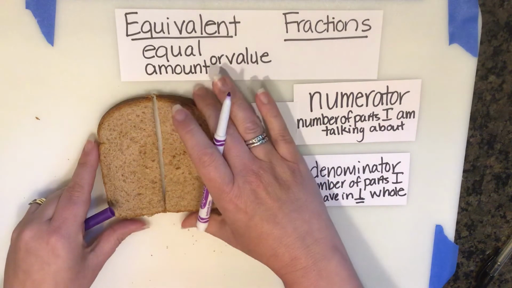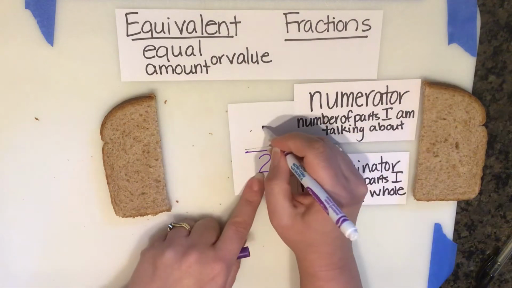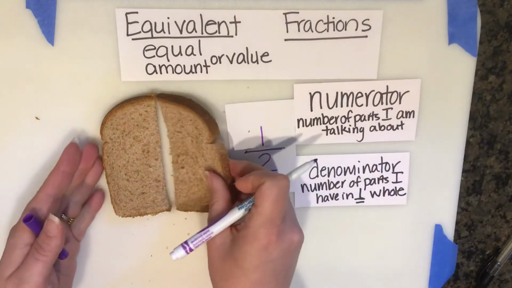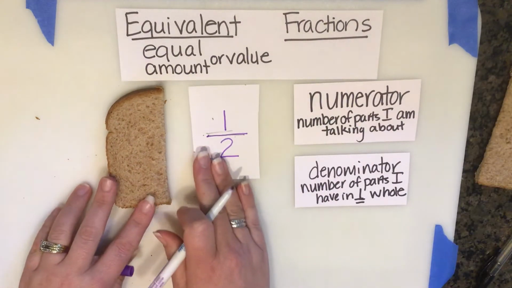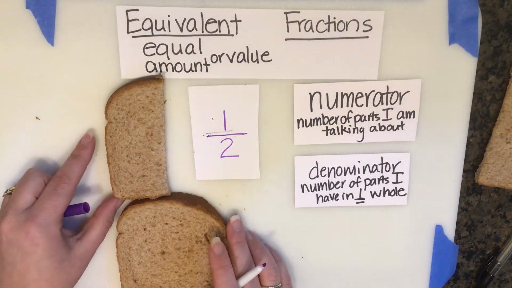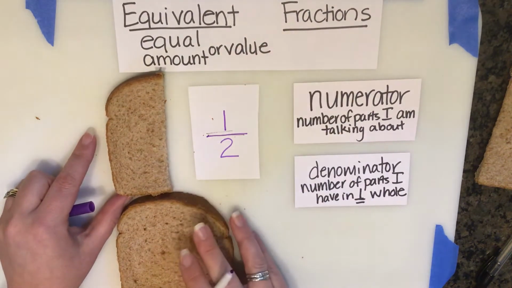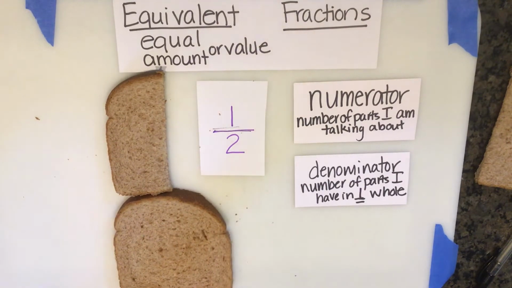I'm only going to talk about one of the parts, so I'm going to take one of them away. But we knew that I had 2 to make up the whole piece of bread. So this is 1/2. I'm going to get another piece of bread, and my job is to make them be equivalent fractions. So they have to be the same amount, but I'm going to make them have a different number of pieces. So the same total amount, the same value, if I shared them with somebody, they'd be eating the same.